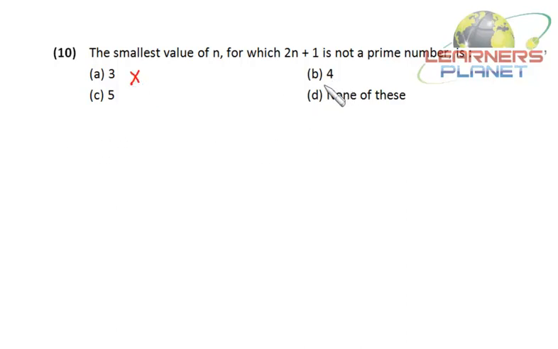Similarly, I put the value of n as 4. So that's 4 into 2, 8 plus 1, which is not a prime number, so 4 can be the right choice. Similarly, I just take the value as 5. Then 5 twos are 10 plus 1, 11, which is also a prime number. So 4 is the right choice. Okay friends.